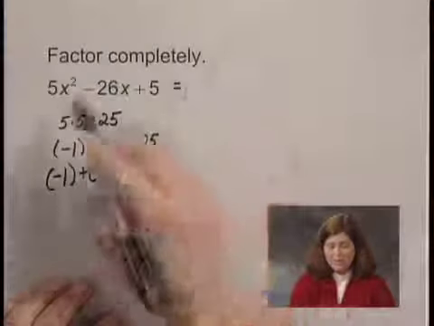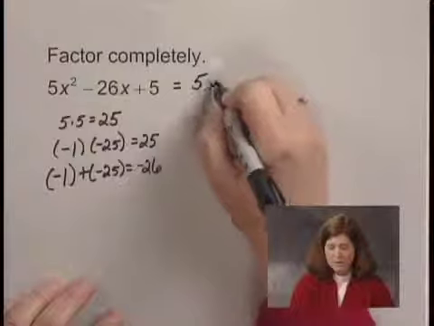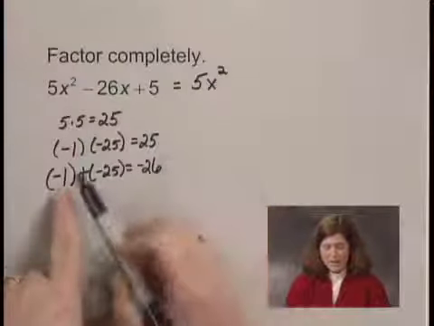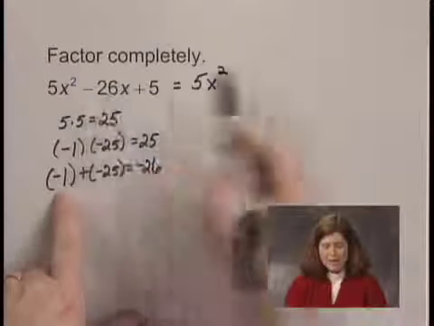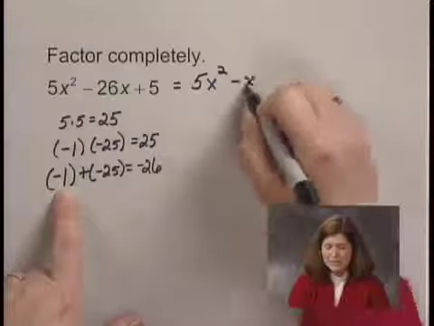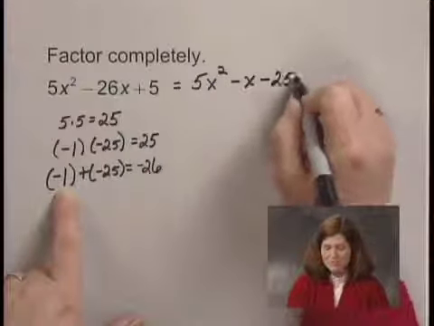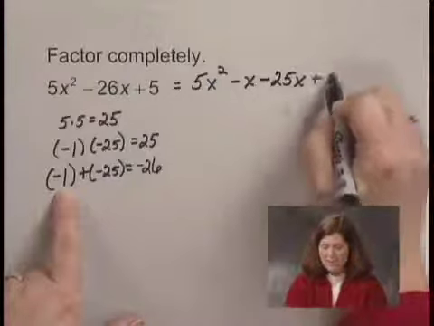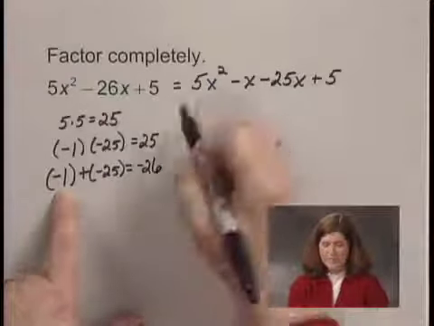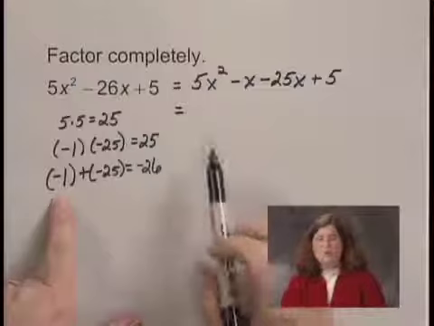So I write this as 5x squared, and I'll write negative 26x as minus x minus 25x, and then plus 5. Then I will use factoring by grouping.